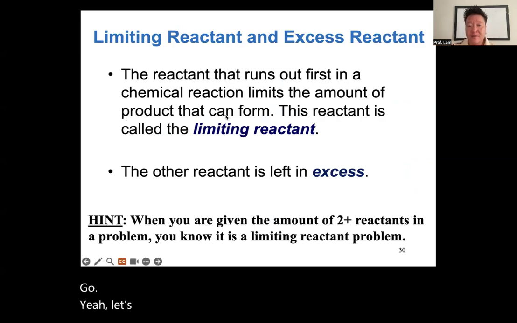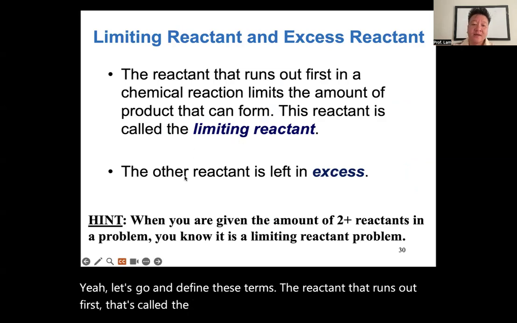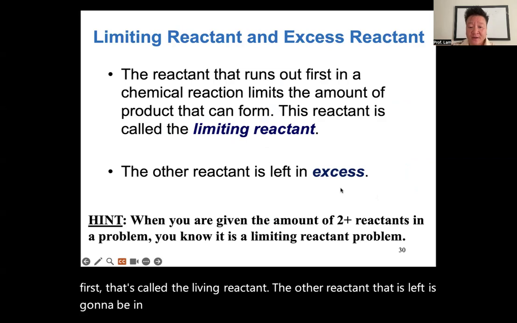Let's go and define these terms. The reactant that runs out first, that's called the limiting reactant. The other reactant that is left is going to be in excess.